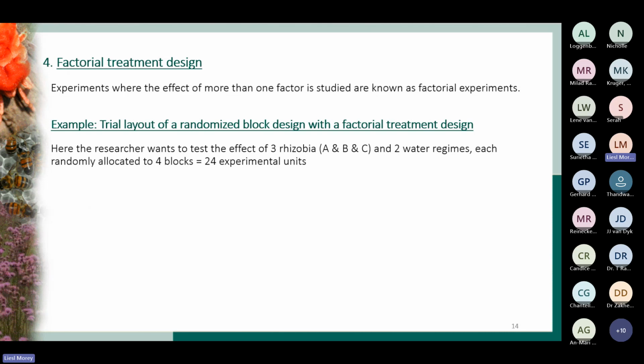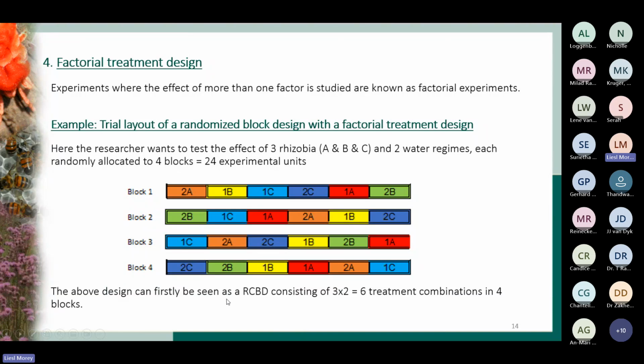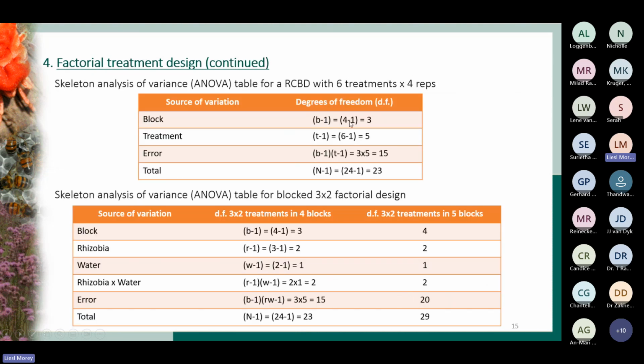So we have 6 treatment combinations that we are going to randomly allocate to 4 blocks. Here you can see our 6 treatment combinations randomized within our 4 blocks. It can firstly be seen as a randomized complete block design consisting of 6 treatment combinations. And then the ANOVA will look like this. We have our 4 blocks, which will give us 3 degrees of freedom for block. We have 6 treatments, and our error is 15.